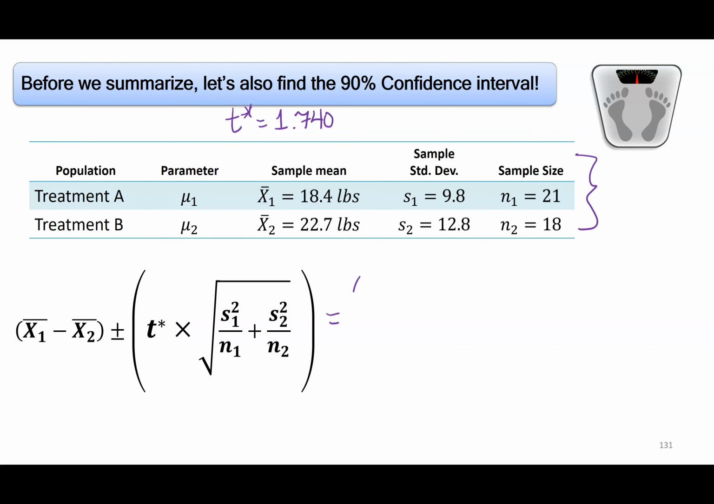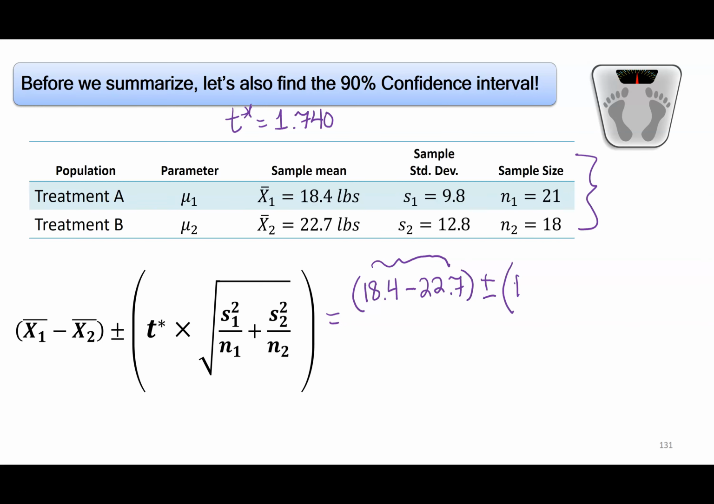So plugging in 18.4 minus 22.7. And note, having negative numbers just implies that the mean in treatment A is lower than the mean in treatment B, which may not be a huge surprise to us, considering we're trying to figure out if treatment A is as effective.